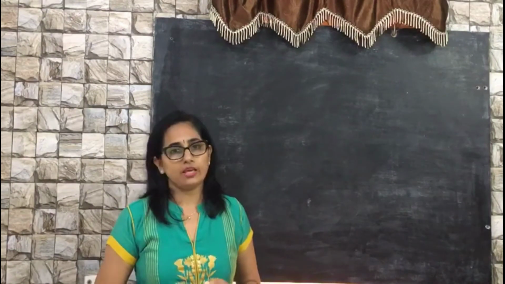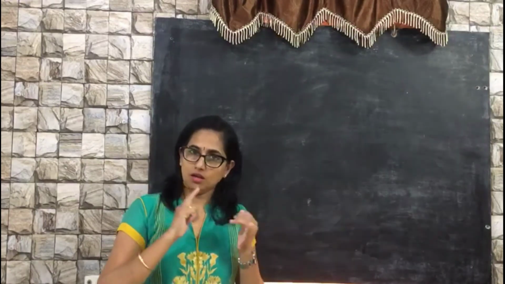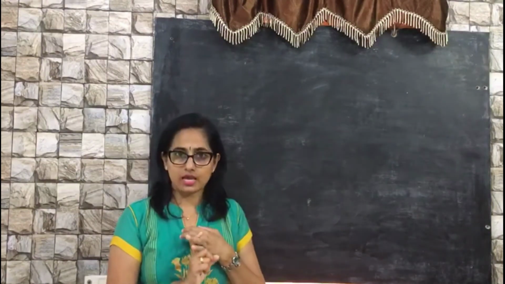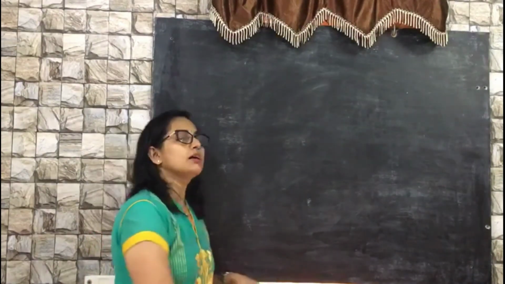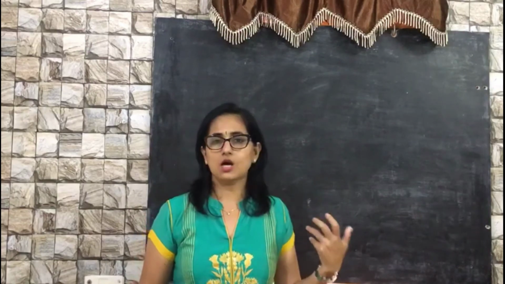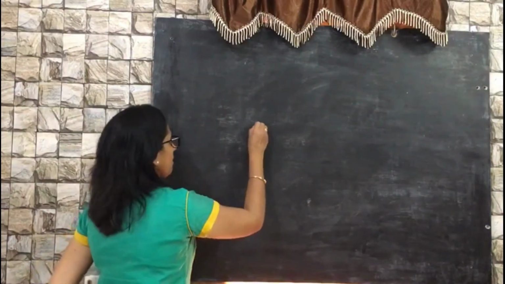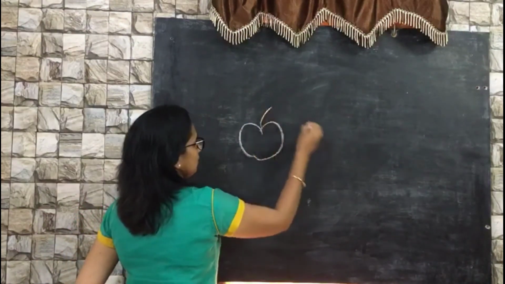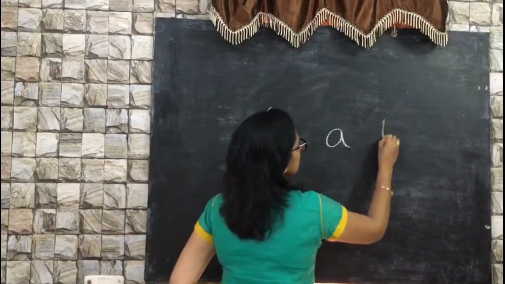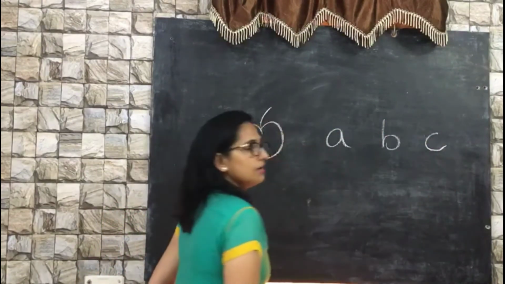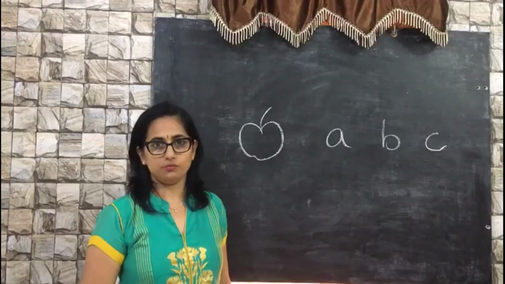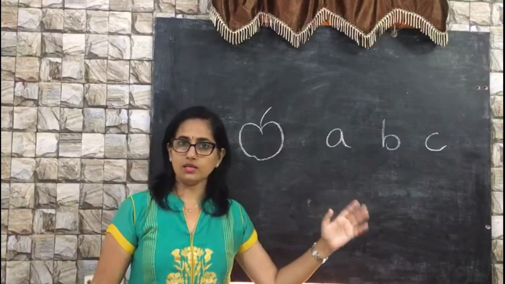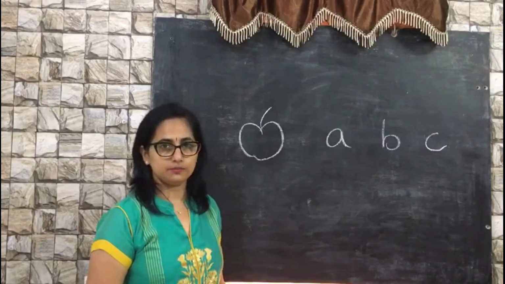After applying all these methodologies, story-based, rhymes and playway, you can introduce a worksheet. Worksheets like circle the beginning sound of the picture. For example, if you give an apple picture, ask your child to circle the letter which makes the beginning sound of this particular picture. These are some of the worksheets which you can give to your child.